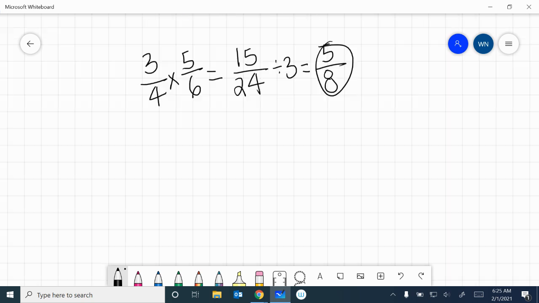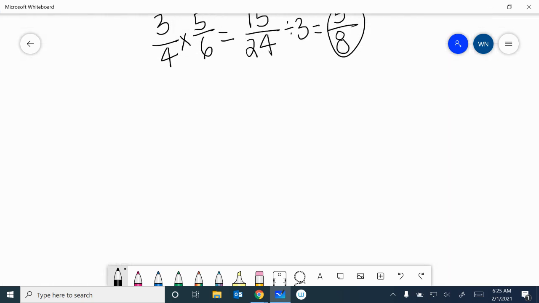Now it's time for you to try some on your own. How about 3/8 times 2/3? Go ahead and try this one on your own. All right, let's work it out and see if we got the same answer. Multiply straight across. 3 times 2 is 6. 8 times 3 is 24.